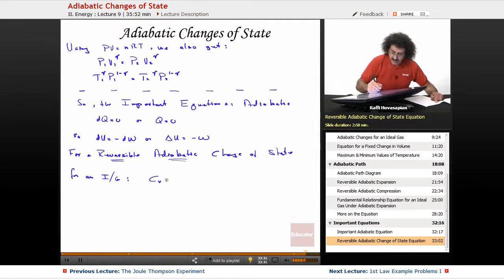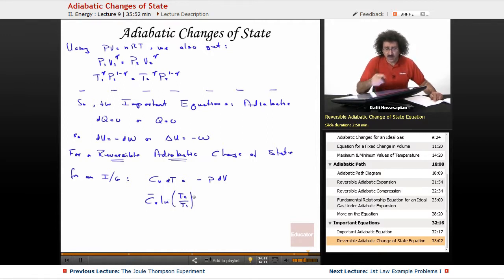we had CV dT equals minus P dV. That's the basic equation. You can go ahead and take care of the integration. Once you integrate, you end up with the following: CV times the ln of T2 over T1. This is the basic equation. What we did, just like this stuff right here, we took it a little bit further. We just rewrote this in a different form: minus R ln V2 over V1.